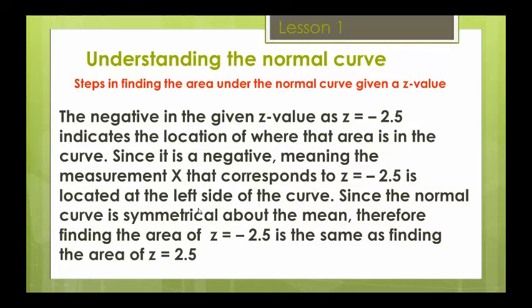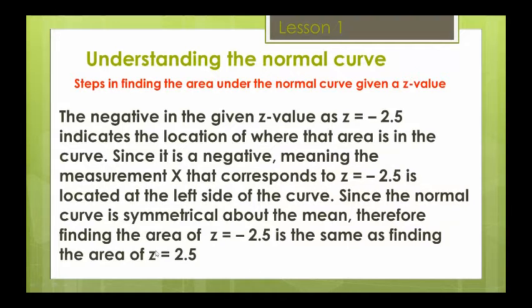Kasi negative siya, di ba? So, sa number line natin, sa left side is the negative value. Since the normal curve is symmetrical about the mean, therefore finding the area of z is equal to negative 2.5 is the same as finding the area of z is equal to 2.5. So, walang pagkakaiba po yan kasi symmetrical po yung table natin.